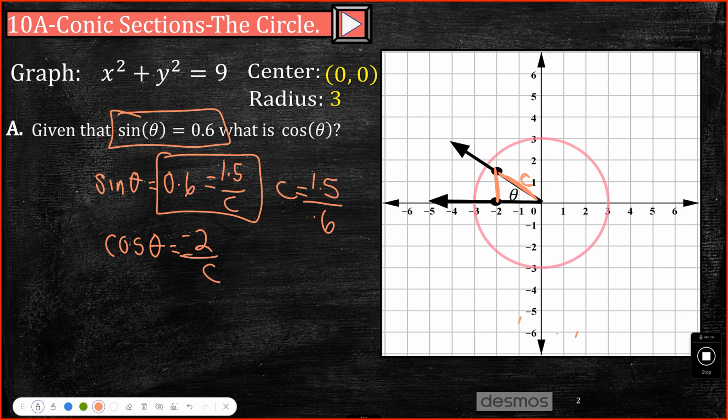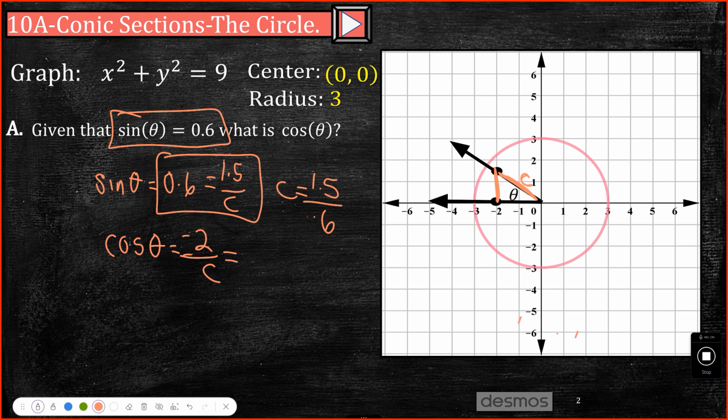Is it? Get your calculators. What's 1.5 divided by 0.6? Wasn't that what we did with Pythagorean theorem? I'm just trying to get you to expand your mind and understand everything is so connected in so many different ways. So if that is true, I am not even using the Pythagorean theorem like this.